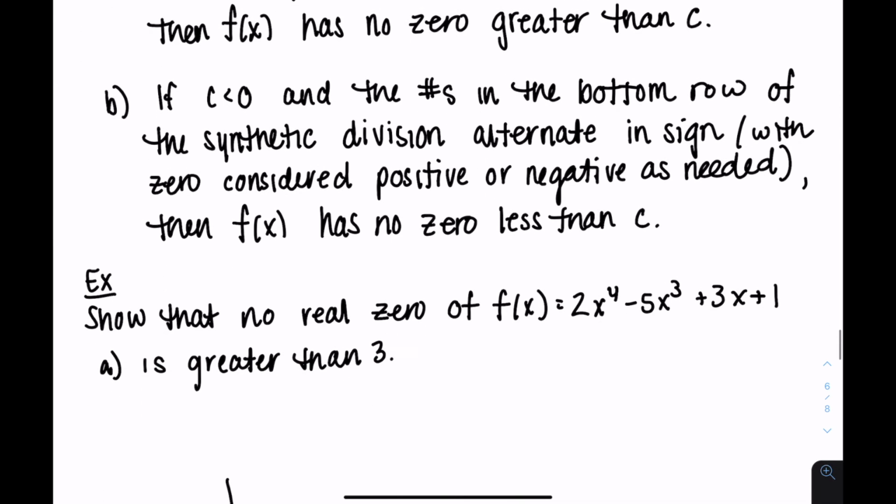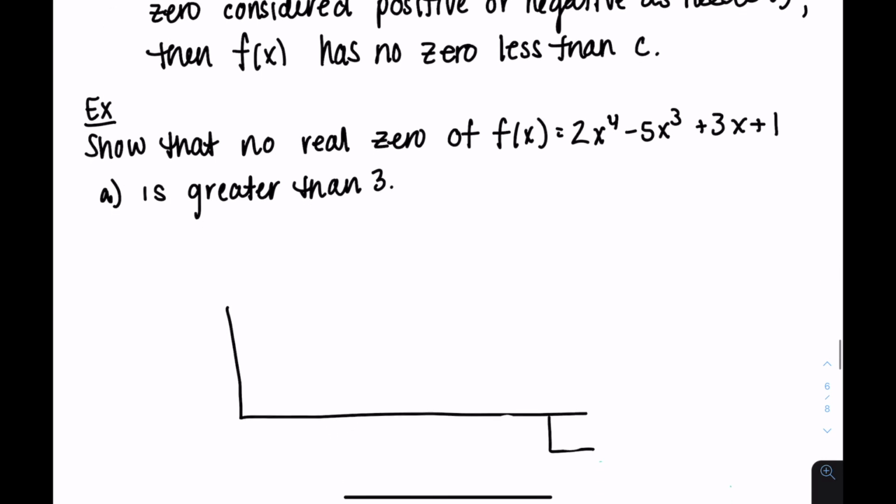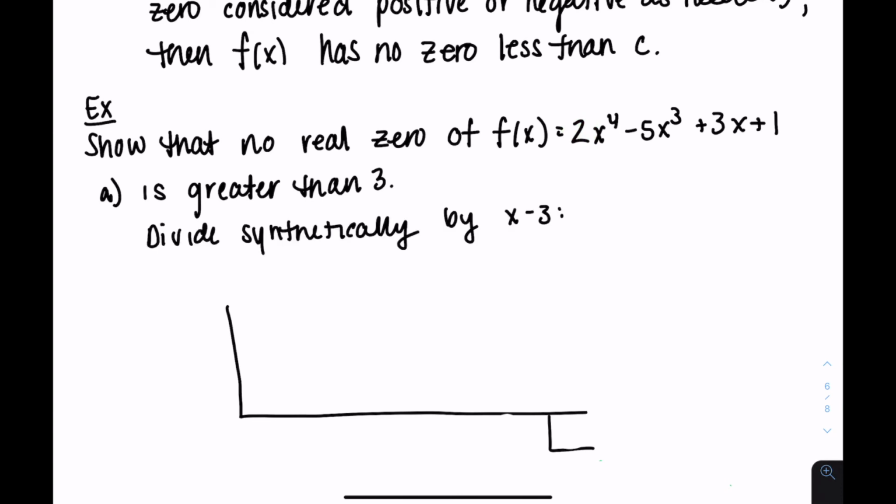So the best thing we can do is really put this into practice. Let's show that no real 0 of this particular polynomial is greater than 3. So my coefficient out front is positive. I'm good to go. I can apply this boundedness theorem. So I want to divide synthetically by x minus 3. So we're going to put our 3 out here, and then I'm going to put all of the coefficients of this polynomial, including those zeros. So I've got 2x to the 4th minus 5x cubed. I have no x squareds, 3 x's, and 1 is my constant term.